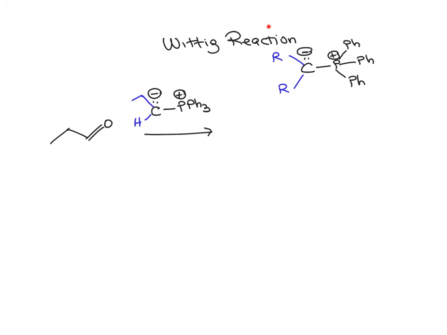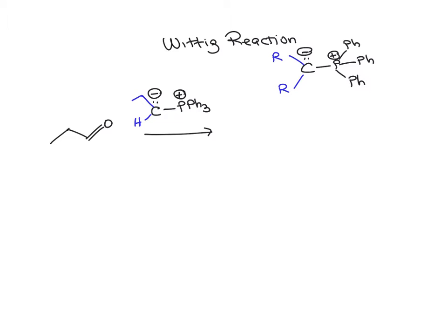So your Wittig reaction involves this Wittig reagent. This Wittig reagent has a carbon bonded to a phosphorus, which is bonded to three phenyl groups, which is benzene ring. And then you have this carbon, which is negatively charged, attached to two R groups. Now that R can be H as well. It doesn't have to be a carbon. It could be a hydrogen as well.